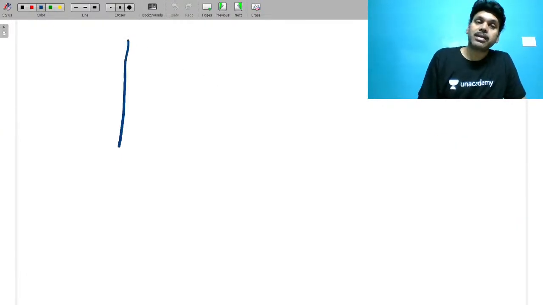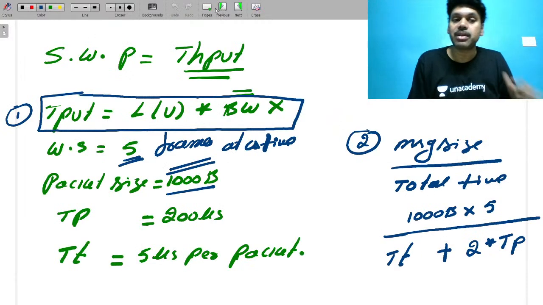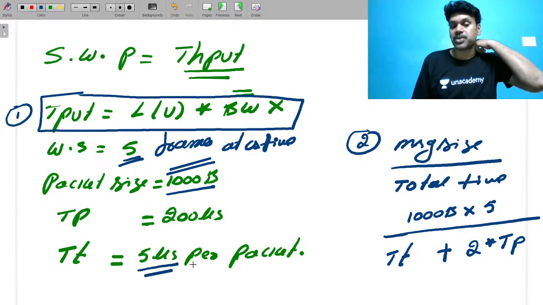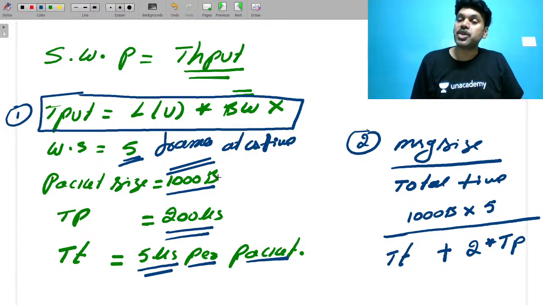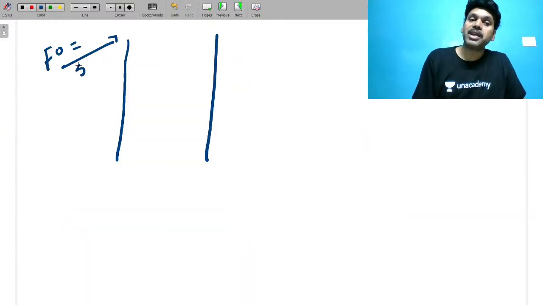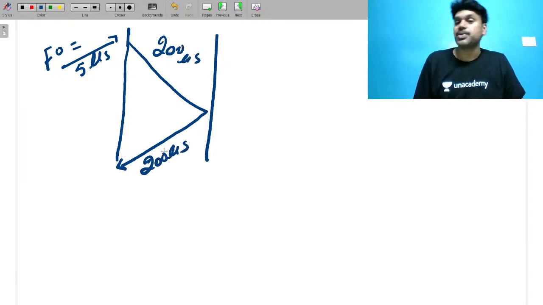So according to that, my first frame TT, according to the given question, how much? 5 microseconds per packet, and that packet takes 200 microseconds one side and 200 microseconds the other side to get the acknowledgement. Therefore, I am sending using 5 microseconds. This packet gets acknowledged after 200 microseconds of TP and 200 microseconds of this.